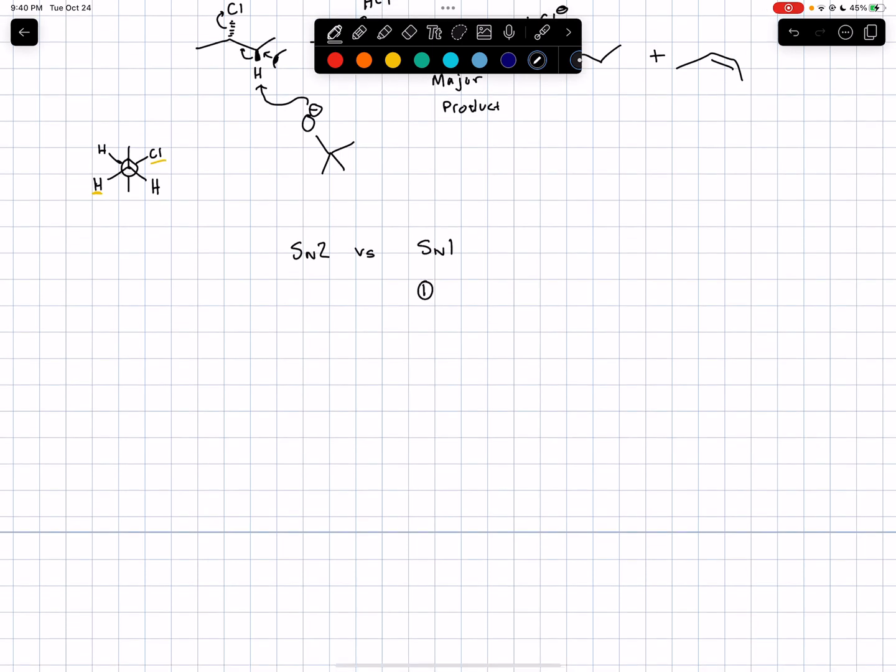The first step is leaving. Let's be like Dr. Reeves and abbreviate these. The leaving group leaves, and we form a what? That's right, a carbocation, right? And then the second step is nucleophilic attack onto that carbocation.